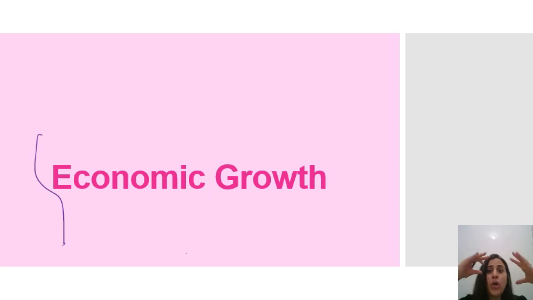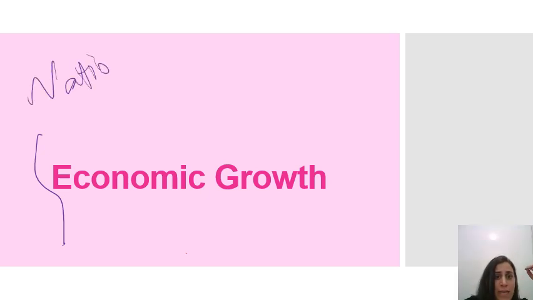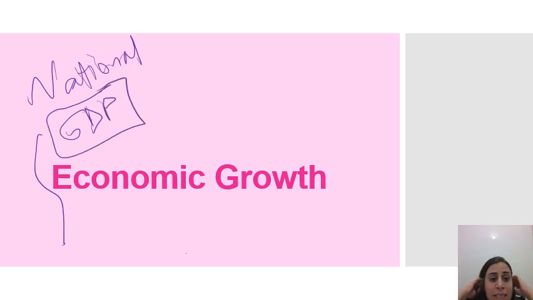All right, so economic growth is the increase in the national output of an economy over a period of time. And when I am saying national, it means it is the country that we are talking about, the domestic country. Therefore, when I want to say how can we measure economic growth, we should be measuring it with something called GDP. GDP, it is gross domestic product.